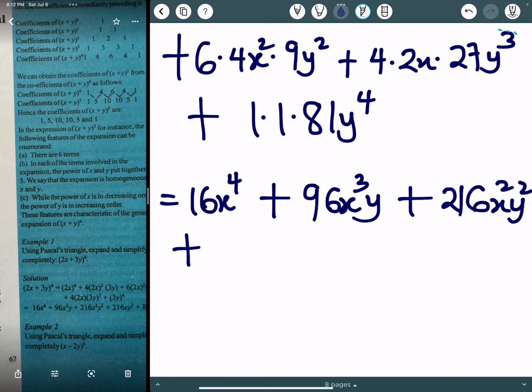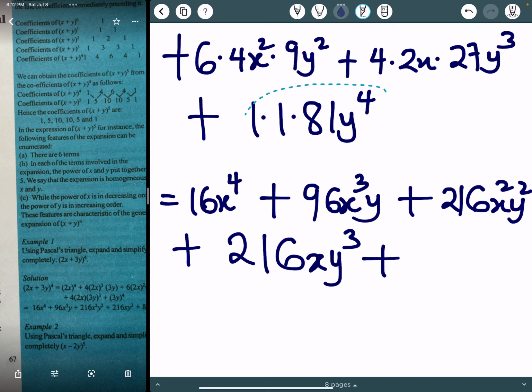Then I'll go to my fourth term. This is my fourth term here. So first thing I do in my fourth term is to multiply the coefficient. That's what I do in every term. So I do 4 times 2, 8. 8 times 27: 8 times 7, 56. 8 times 2, 16 plus 5, 21. So that's 216 x y cubed. That's my fourth term.